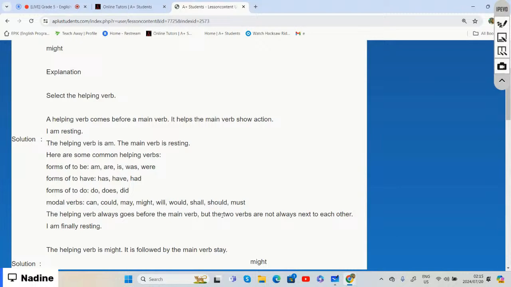All right, so we say that a helping verb comes before a main verb, and that is why we call it helping. Usually if you're helping someone, you are assisting that person. You're not on your own. And that is basically what a helping verb is. It helps the main verb show the action. You don't take over what the main verb is doing. They just have to show action or they assist in taking action.